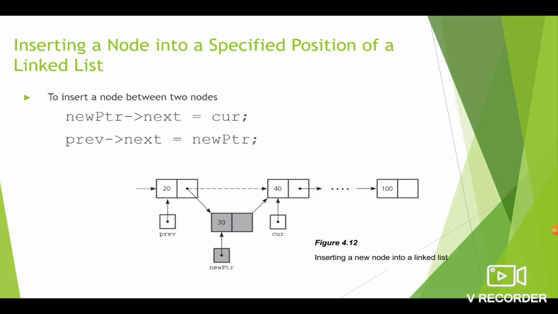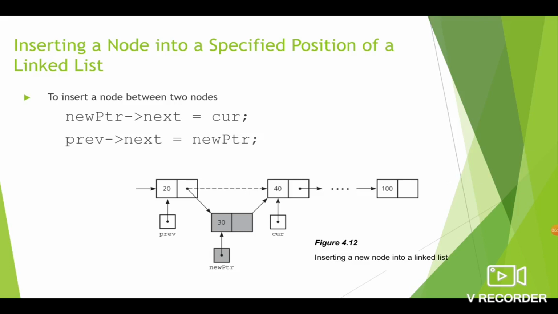So this is the procedure for inserting a node into the specified position of the linked list. We have some set of elements 20, 40, etc., 100. I want to insert the new node in a specified position. So you have to point out the current node and the previous node. In between the current node and the previous node, we are going to insert our new node. So we have to make the pointer changes.